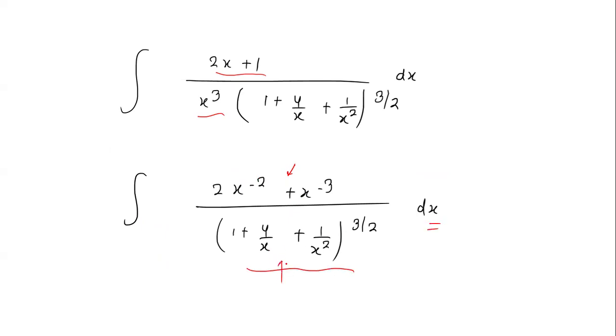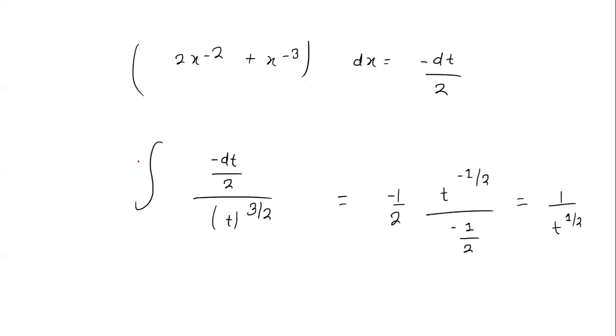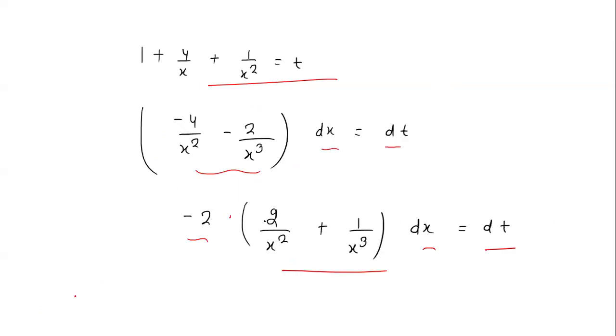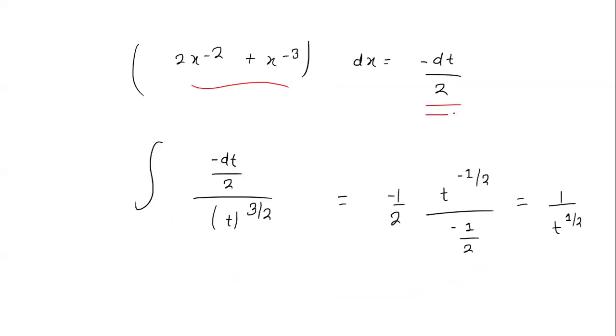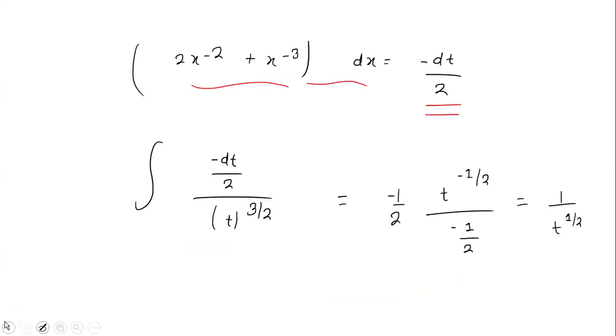So now what you can do is assume this 1 + 4/x + 1/x^2 as t. If you differentiate this, you will get (-4/x^2 - 2/x^3) dx is equal to dt, and you can take -2 outside from this expression. So you will get -2 multiplied by (2/x^2 + 1/x^3) dx is equal to dt. Now this you can write like (2 multiplied by x^(-2) + x^(-3)) dx, and taking -2 to the right-hand side, this will become -dt/2.